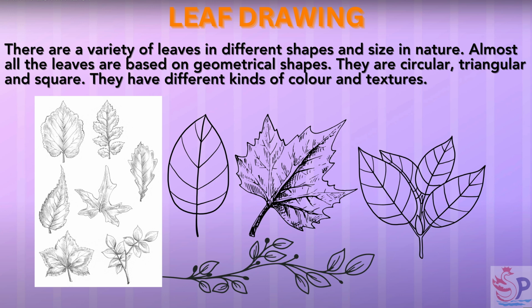Leaf drawing. There are a variety of leaves in different shapes and sizes in nature. Almost all the leaves are based on geometrical shapes. They are circular, triangular and square. They have different kinds of color and textures.